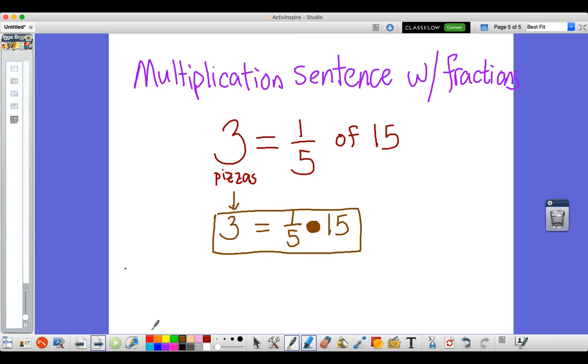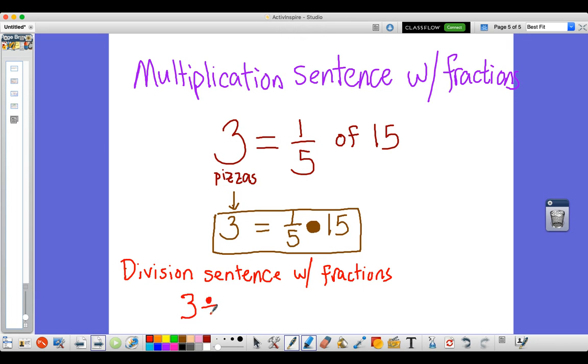And when you write your division sentence, you can just go backwards again. So you could go backwards and say 3 divided by 15 is 1/5.